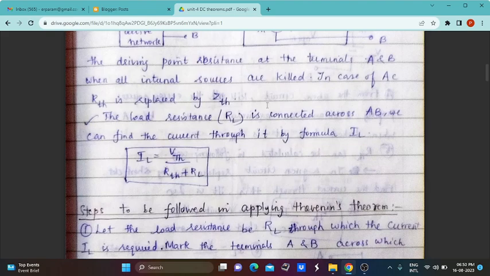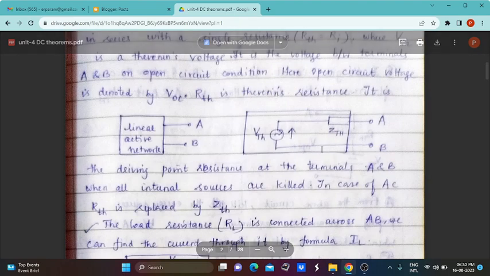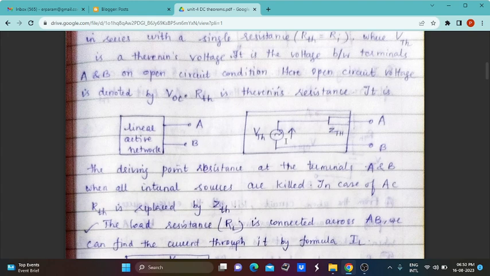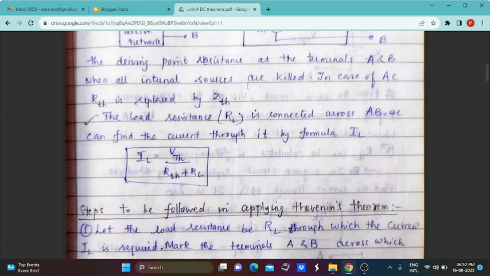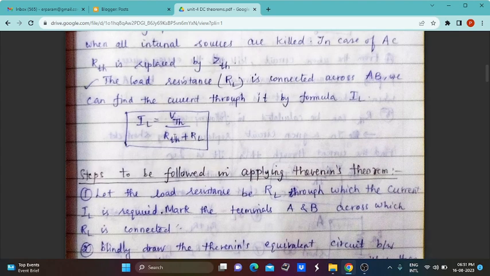In case a current source is present in the circuit, we just kill this current source and open circuit that place, and we find the RTH value or ZTH value, depending on whether it is an AC circuit or DC circuit. Here we are going to see only DC circuit, so we use RTH as Thevenin's resistance and VTH as Thevenin's voltage. The load current can be determined with this formula: IL is equal to VTH divided by RTH plus RL, where VTH is Thevenin's voltage, RTH is Thevenin's resistance, and RL is the load resistance. With the help of these three parameters, we can find the unknown load current IL.